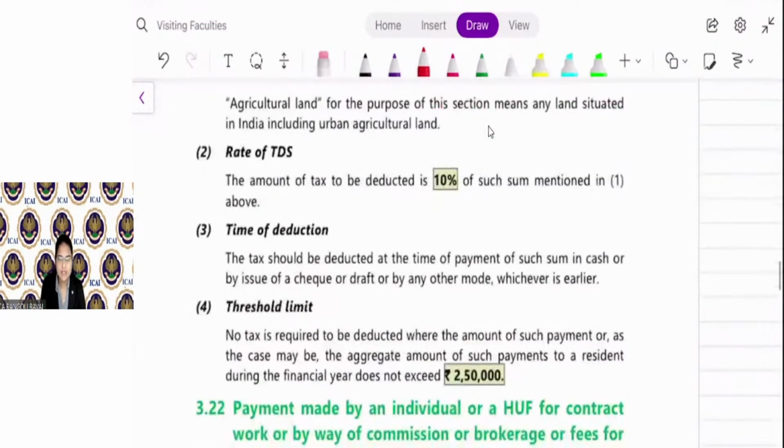The rate of TDS is 10%. The time of deduction is at the time of payment. Here the TDS is required to be deducted.